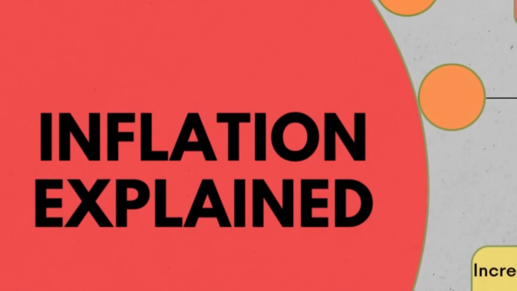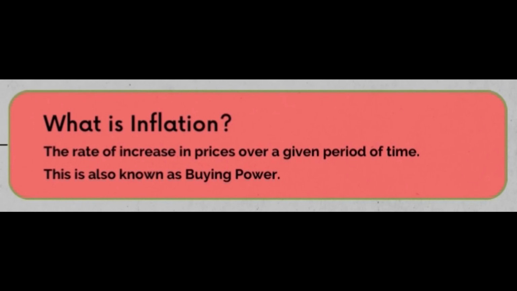Let's get into it. So before we can understand what inflation is, we have to understand, well, what it is. The basic and most commonly accepted definition of inflation is the increase of prices over a given time. But this can also go under another, easier to explain definition of just buying power. Inflation has everything to do with how much you can buy with the money that you have.